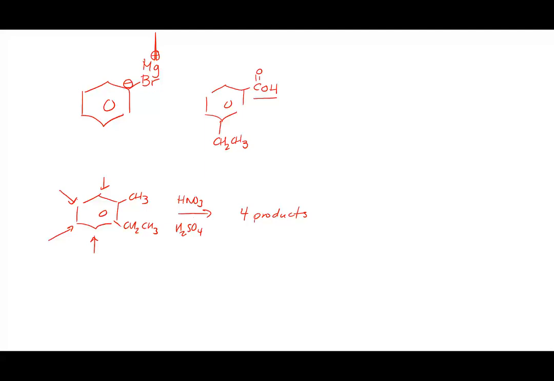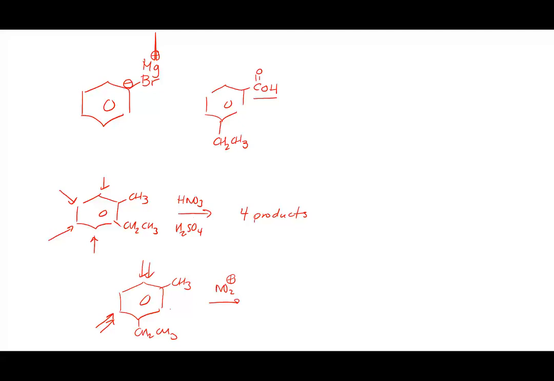Wait, so how do you do S? I don't know, let's see. So S has a methyl group, and it's got an ethyl group here. And what am I adding? Another nitro group? So if I'm adding my NO2 plus, the methyl group is going to direct here and here. The ethyl group is also directing there and there.